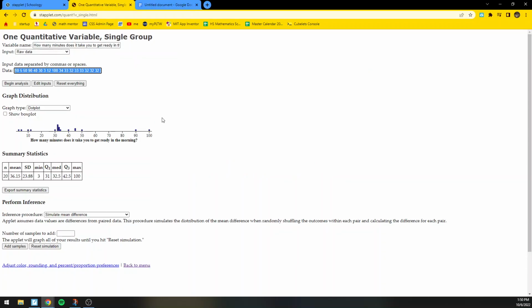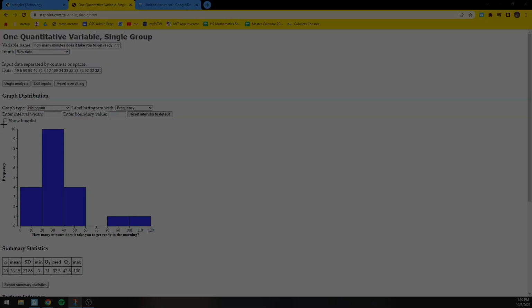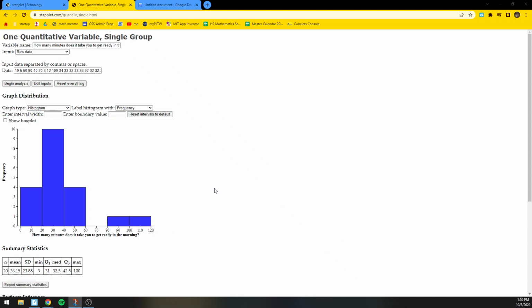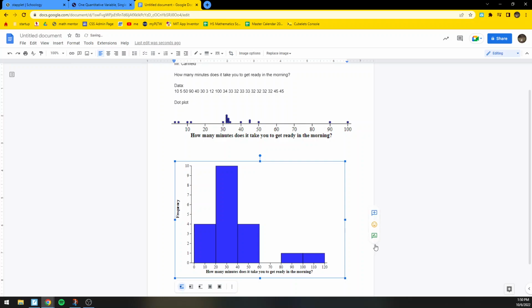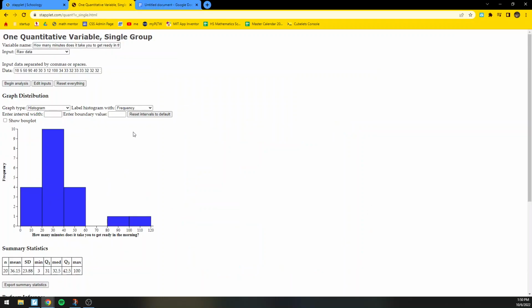And then the cool thing is now I can go over here and I just click histogram. There's my histogram. And I can use my screen grab tool and bam, get my histogram. Hopefully you get what I'm doing now. Get my histogram and then get my box plot.